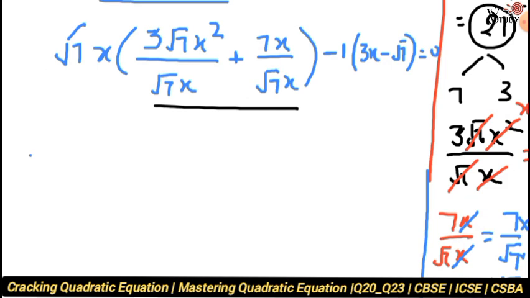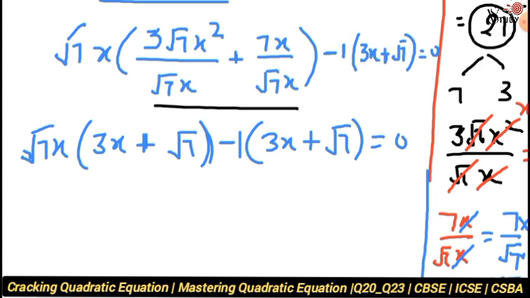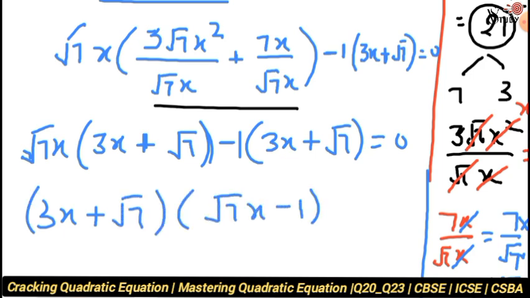Now we can write this as root 7x (3x plus root 7) bracket close, negative 1 (3x plus root 7) is equal to 0. Here the sign is positive, you just correct it. Now 3x plus root 7 is common in both the terms, and we have root 7x negative 1 is equal to 0.